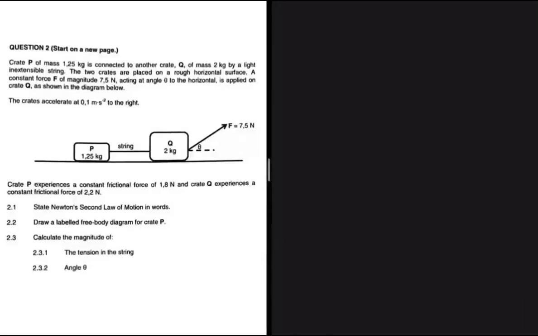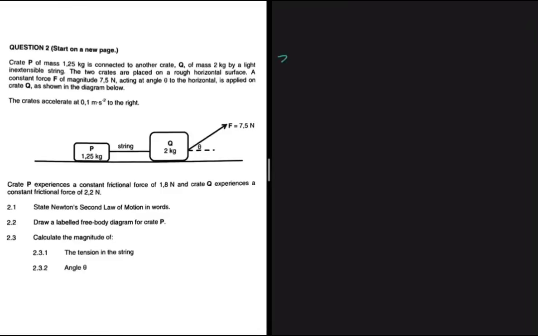A crate P of mass 1.25 kg is connected to another crate Q of mass 2 kg by a light string. The two crates are placed on a rough horizontal surface, so we know that there's some friction there. Then a constant force F of magnitude 7.5 newtons acting at an angle theta to the horizontal is applied on crate Q, as the sketch demonstrates. The crates accelerate at 0.1 meters per second squared to the right. Crate P experiences a constant frictional force of 1.8 newtons, and crate Q experiences a constant frictional force of 2.2 newtons.